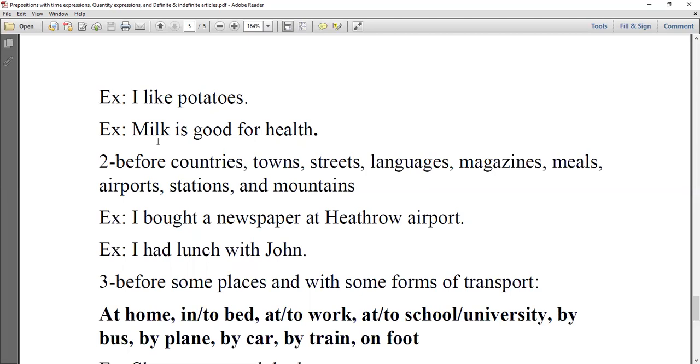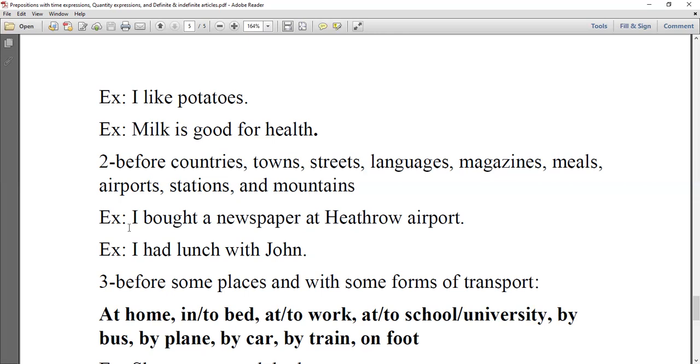Also, we don't use definite and indefinite articles before countries, towns, streets, languages, magazines, meals, airports, stations and mountains. For all these places we don't use articles before them. We don't use definite and indefinite articles before them.